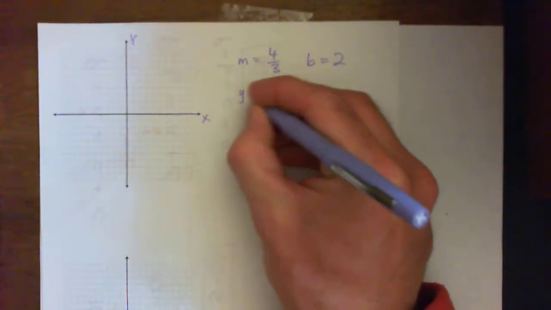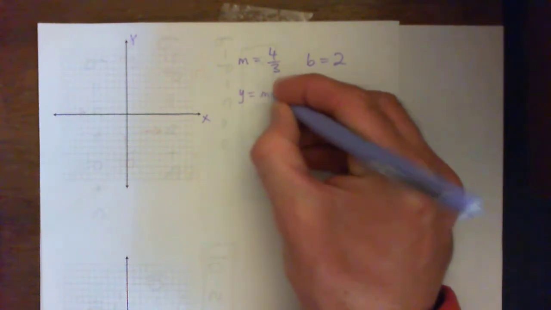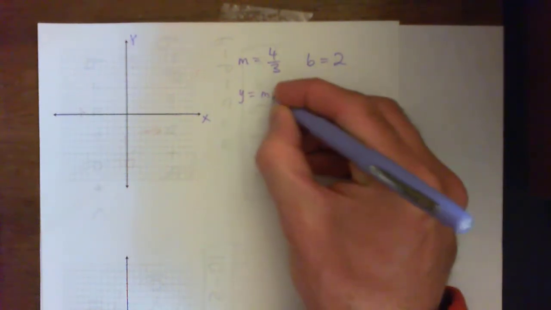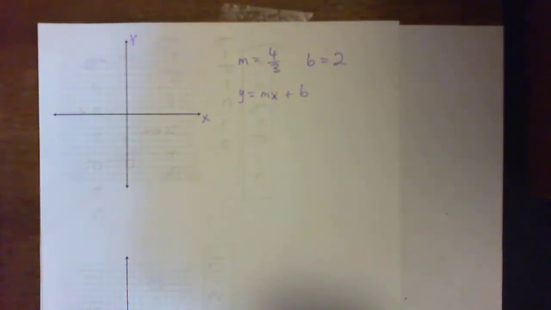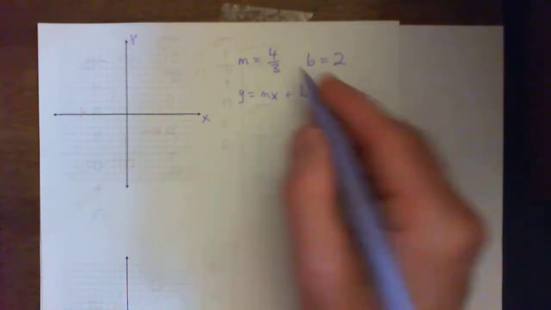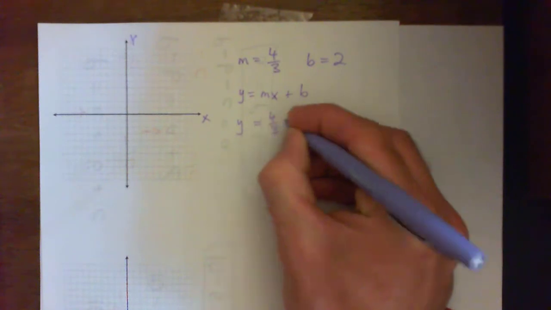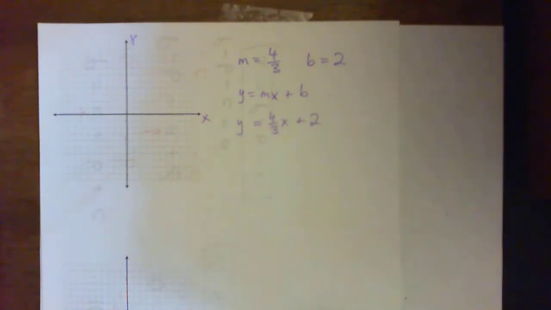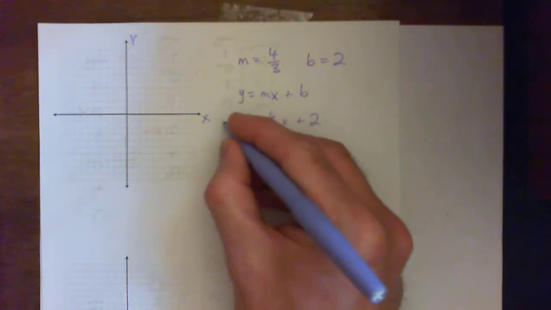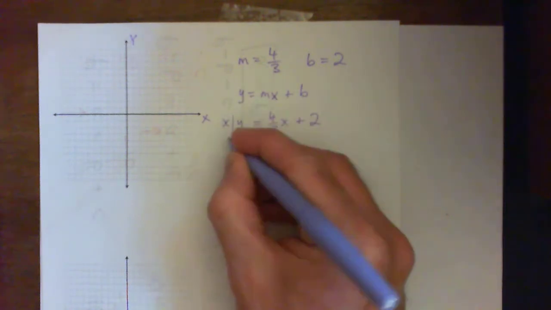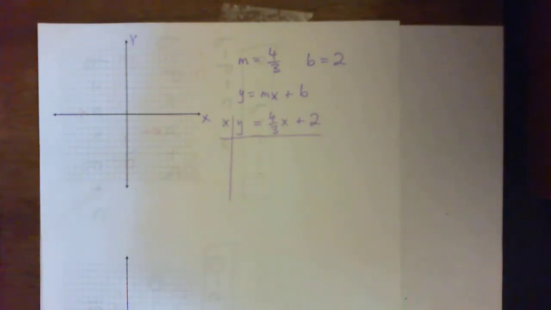So we're going to go y equals mx plus b. That's the standard equation for a linear equation, right? Right, and now we just replace it with the numbers. Y equals 4/3 x plus 2. And we're going to make a little table just for fun. Maybe plot a couple of points, right?